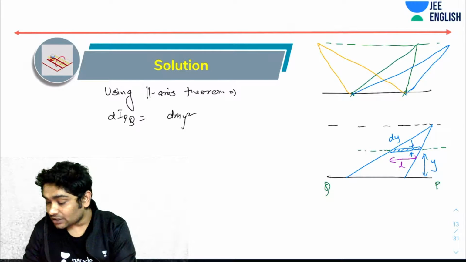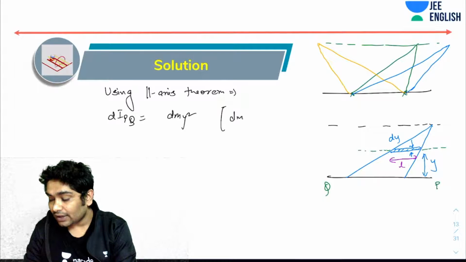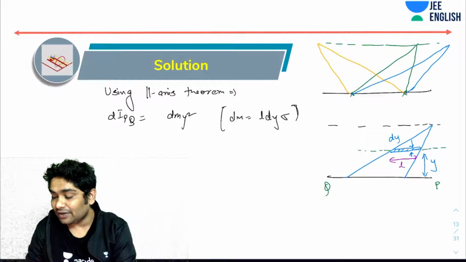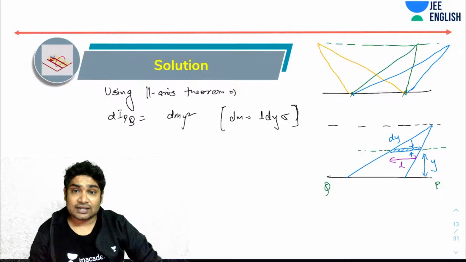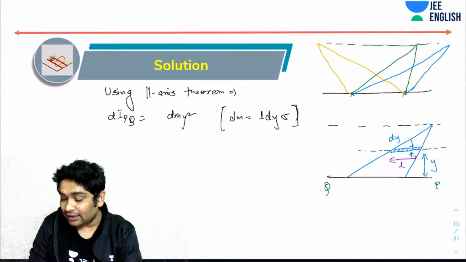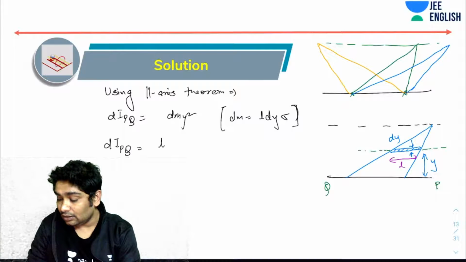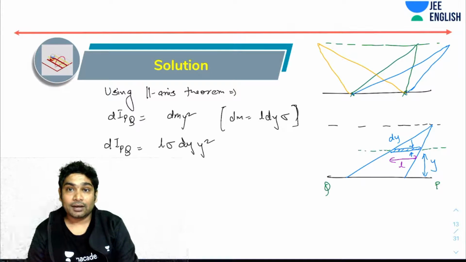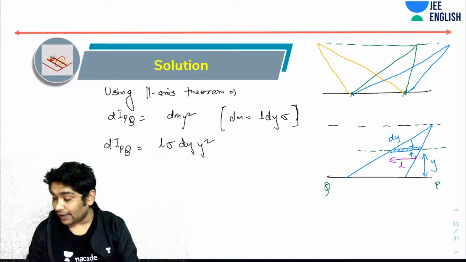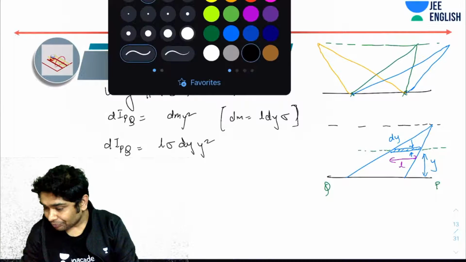And I can now also say, what about dm? Can I write dm as L times dy, which is the area, into sigma, which is the mass density of this rod, right? I hope no objections there. So what I'm getting is that dI_PQ is nothing but L sigma y squared dy, correct? Now, can I relate L and y? I absolutely can.